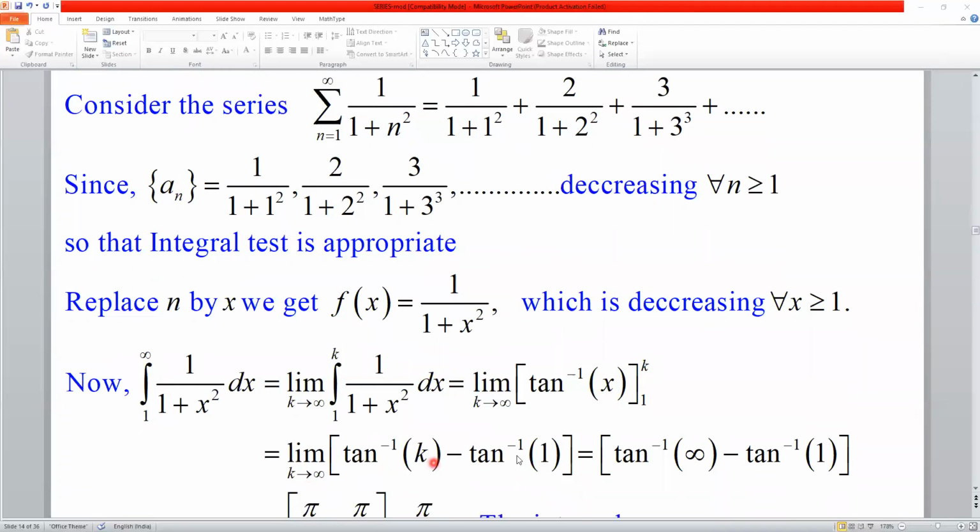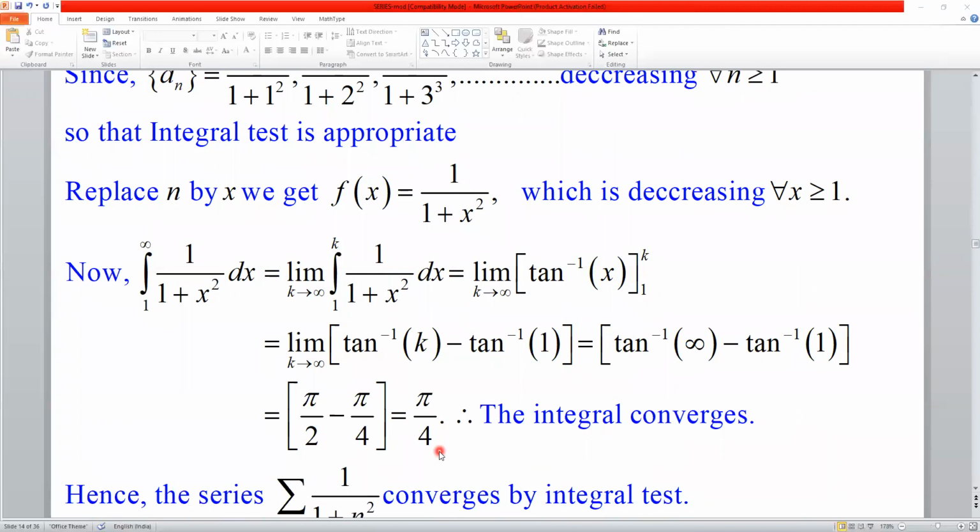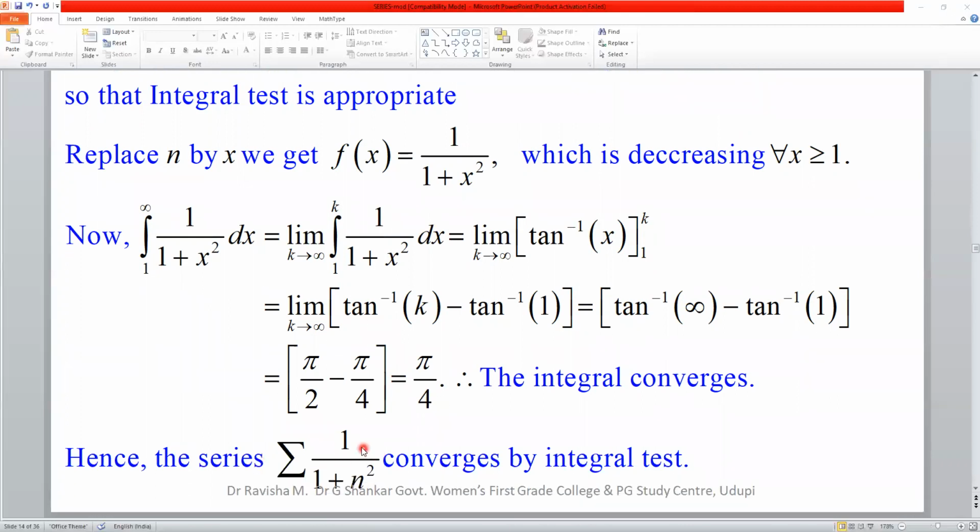When k tends to infinity, tan inverse of infinity is pi by 2, minus tan inverse of 1 is equal to pi by 4. So we get pi by 4. Pi by 4 is a finite value. If this integral is a finite value, we can write that the integral converges. If the integral converges, we can conclude that the given series is also convergent with the help of the integral test.